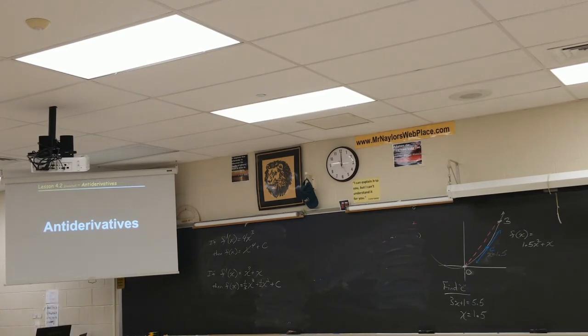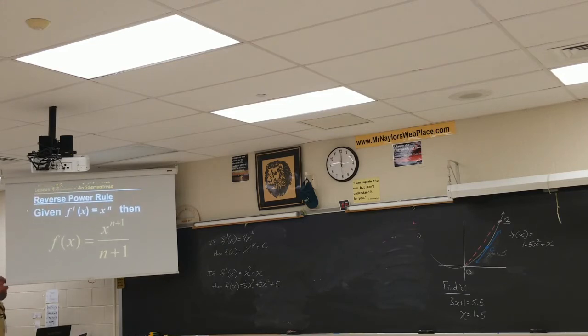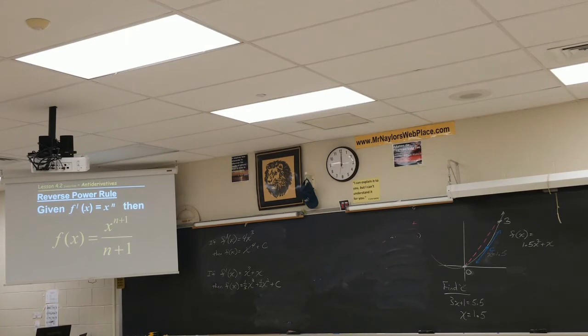Here I have the reverse power rule. The reverse power rule says that I can get my antiderivative by adding to the exponent and then dividing by that new exponent. And the nice thing about this, I don't want to say you don't have to think anymore, but you don't have to think so hard. You really can just follow this rule. Again, with the exponent.